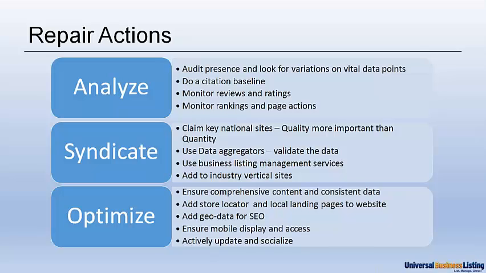Obviously, monitoring reviews and ratings against the listings is very important. And of course, monitoring your rankings and the page actions is key as well. In terms of syndication, the most important thing today is to claim key national sites like Google and Bing and Yahoo and your Facebook page. And quality is much more important than quantity when it comes to syndication. The data aggregators still are very important, but it's important to see what data they've got about your business and validate it. That's easier said than done when you've got 10,000 locations, but it's a process that agencies or business listing management companies are able to assist with.